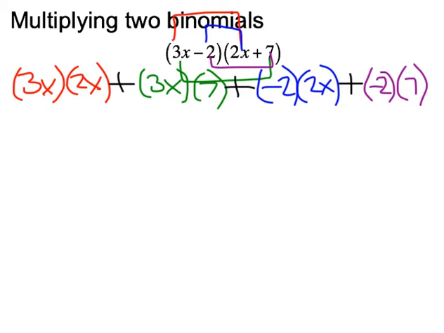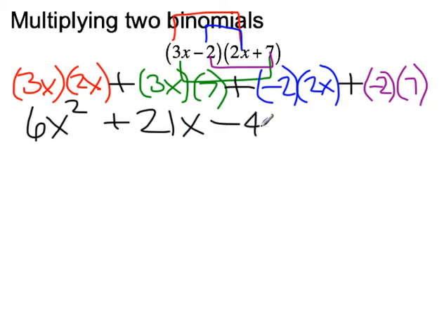Once we have this, then we're able to combine like terms. So we have 3x times 2x. So 3 times 2 gives us 6. The x times x gives us x squared. We have plus 3 times 7, which is going to give us 21 times x. We have negative 2 times 2x, so that's going to give us a minus 4 times x. And then finally we have negative 2 times 7, so that's going to give us a minus 14.